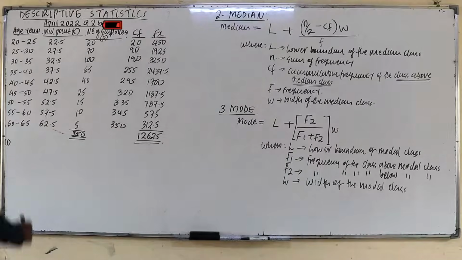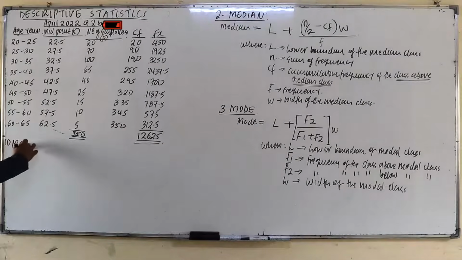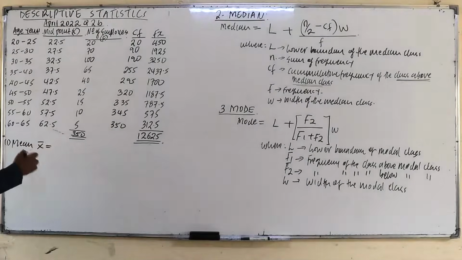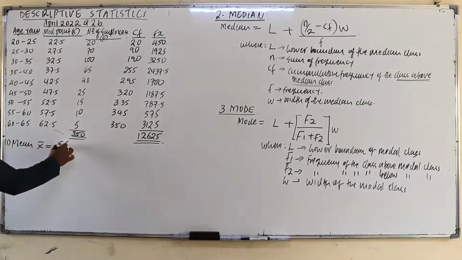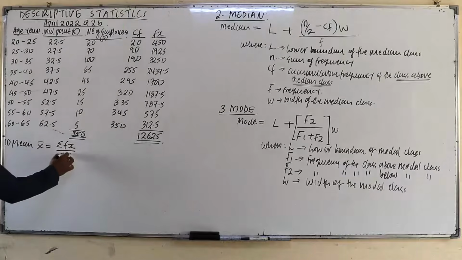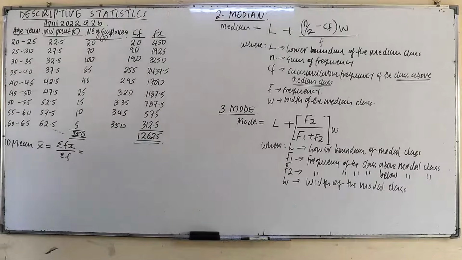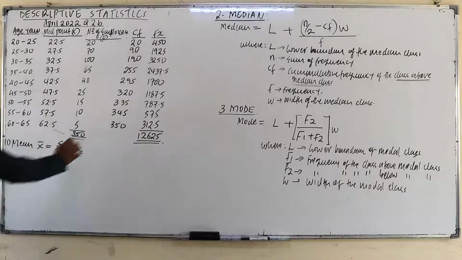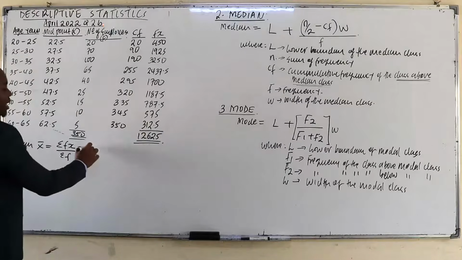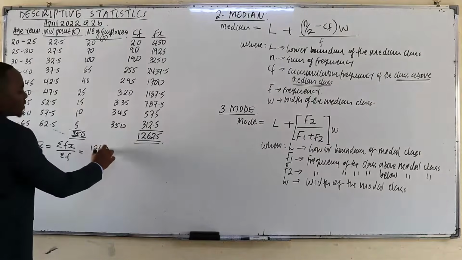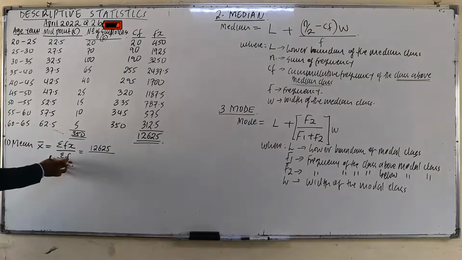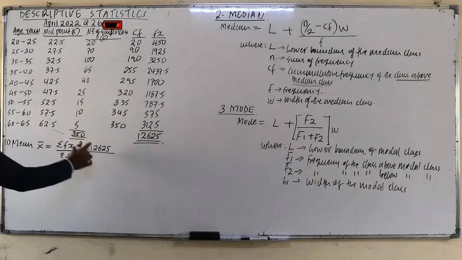So how do we get the mean? Mean is our x bar. To get the x bar, you take the summation of fx and divide by the summation of frequency. That was the formula in the case of grouped data. So the summation of fx we have is 12,625. You divide by the summation of the frequency. The total number of employees was 350.